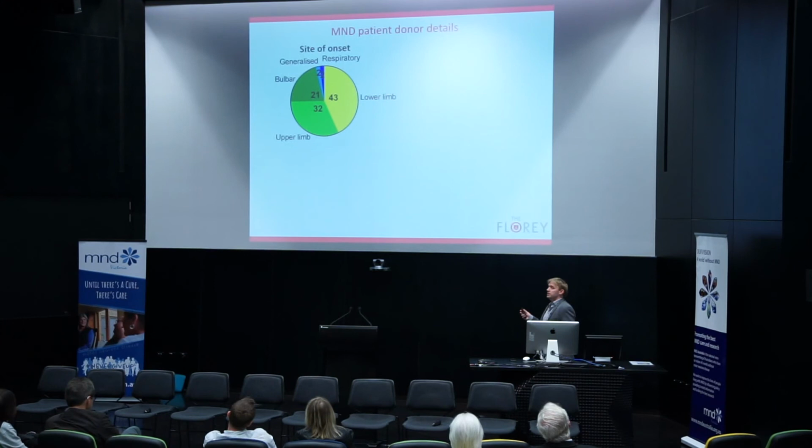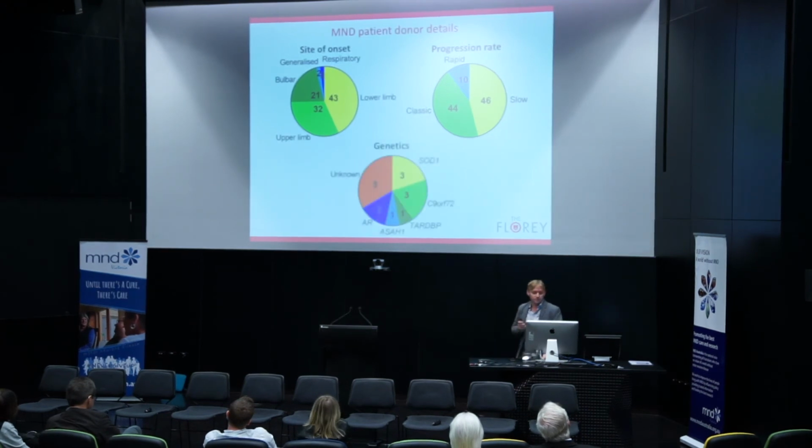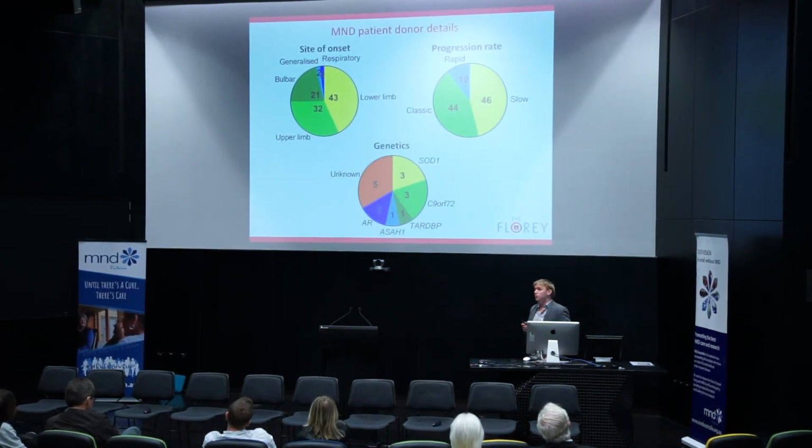So we've got the limb onset, the bulbar, respiratory, generalised. We've got slow, classic and fast progressors. And these are the genetic forms of MND that we've captured. So we've got some of the classical SOD1 and C9 genes.